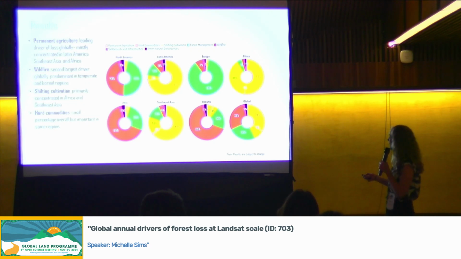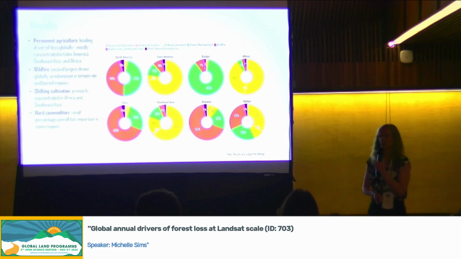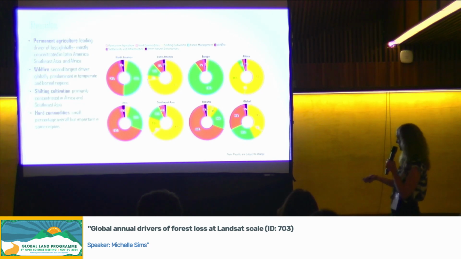So we found that permanent agriculture was the leading driver of loss globally, causing 34% of tree cover loss that was mostly concentrated in Latin America, Southeast Asia, and Africa. Wildfire was the second largest driver globally, driving 28% of loss, primarily concentrated in temperate and boreal regions. Shifting cultivation drove 9% of loss globally, primarily in Southeast Asia and Africa. And then hard commodities represented a relatively small proportion globally, less than 1%, but was significant in some regions and countries.